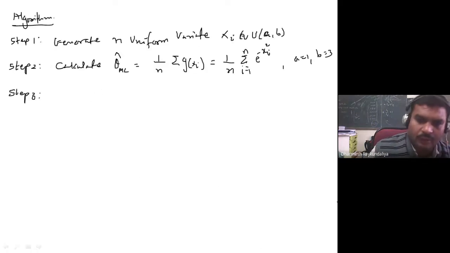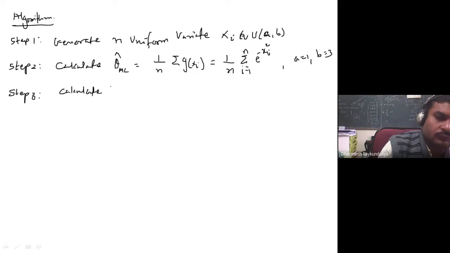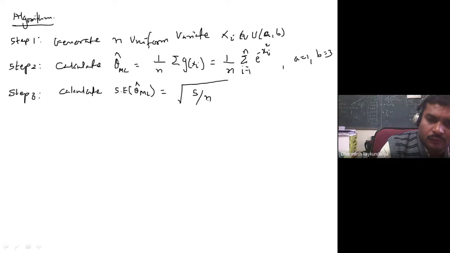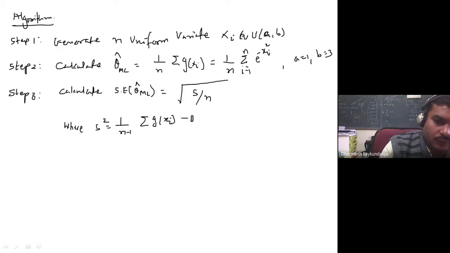Okay, so that means we will calculate the standard error of theta cap mc, which is equal to the square root of s square upon n, where s square is equal to 1 upon n minus 1 summation of g of xi minus theta cap mc whole square, i running from 1 to n.